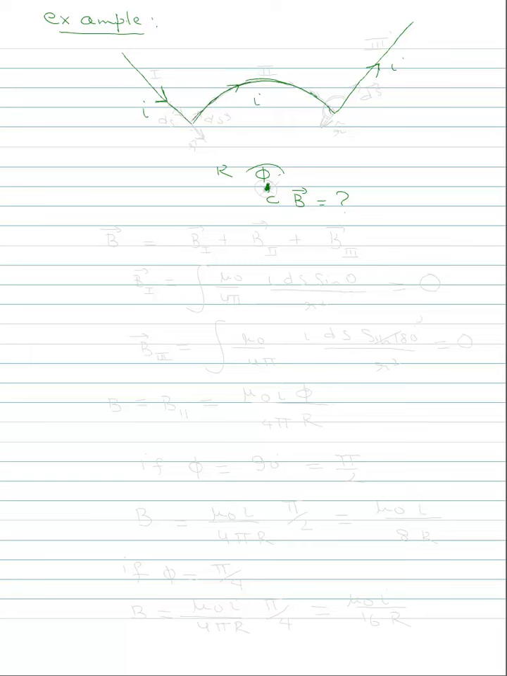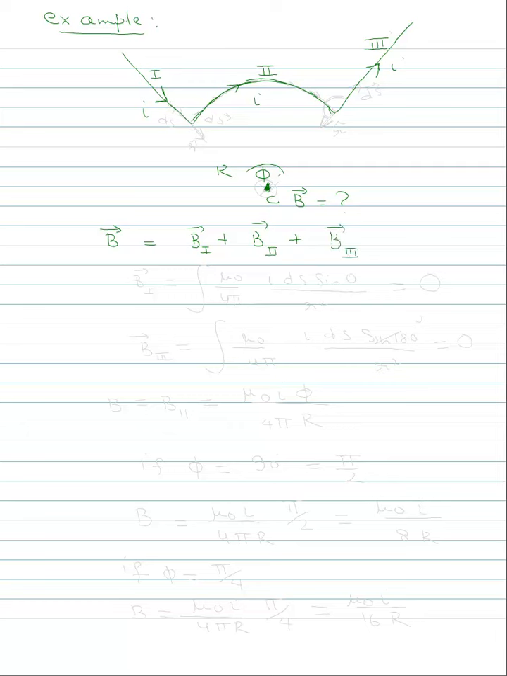So what are those three contributions? Well, we can call the contribution to this straight part contribution 1. This circular arc will give us contribution 2, and this straight part will again give us contribution 3. So the total B will be B due to part 1 plus B at this point C due to part 2 plus B at this point due to part 3.